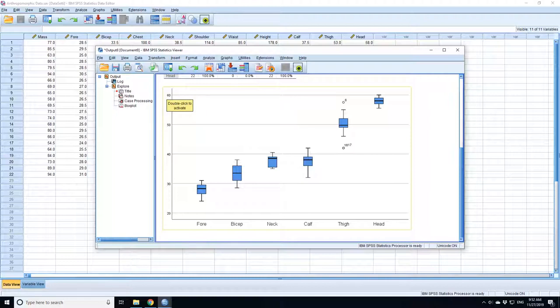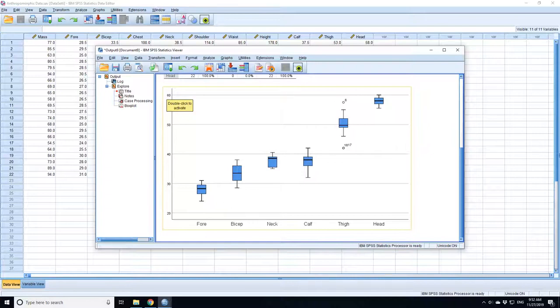similar. Neck has a bit of a skew in one direction, and thigh has the biggest variation and the biggest number of outliers. But in general, forearm, bicep and calf are very closely related to each other. It's interesting, bicep and thigh have the bigger variability than forearm and calf.